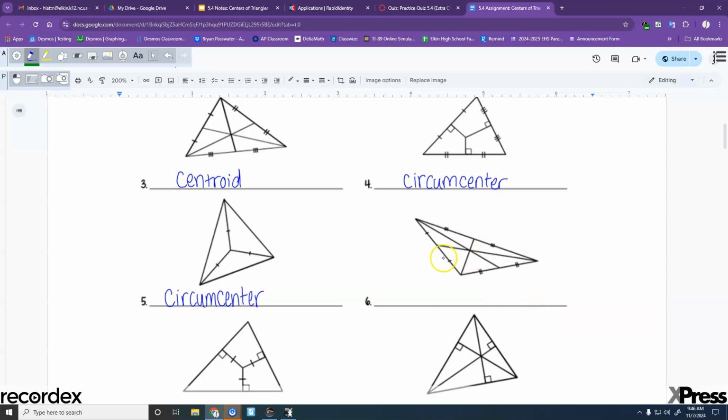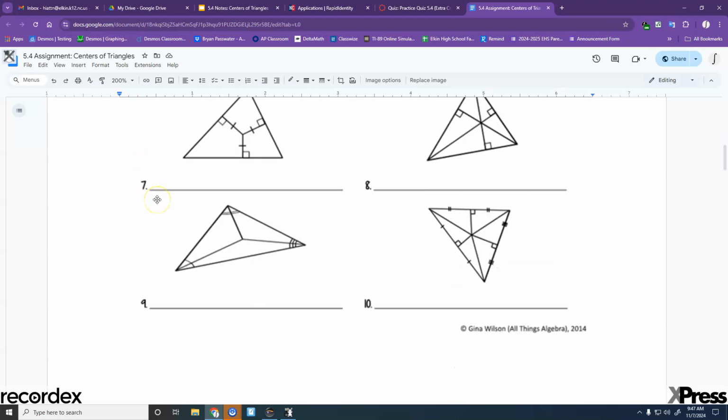Okay? What is 6? It's another centroid. We can tell that because the sides are cut in half, but they're not perpendicular. If the sides are cut in half, it is either a centroid or a circumcenter. So you're looking to see if they're perpendicular for that. Okay, questions on those so far? Okay, keep going.